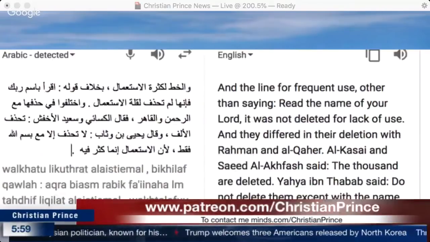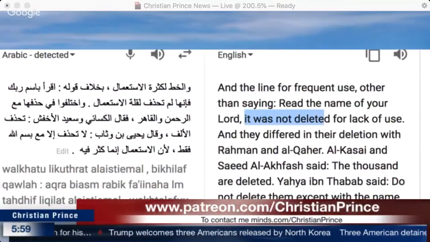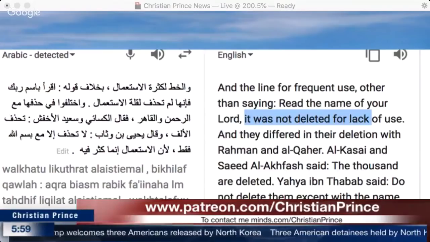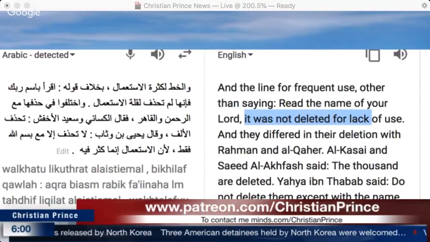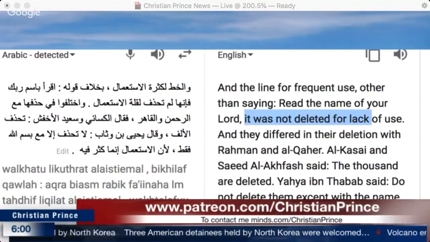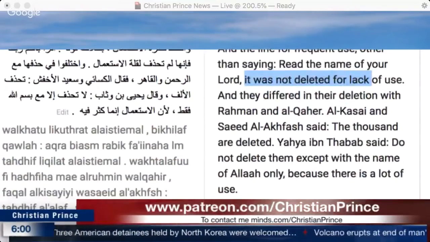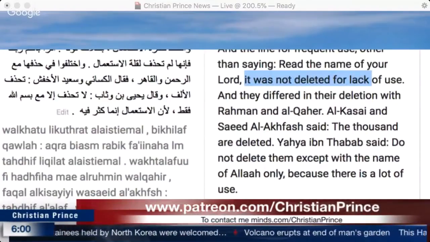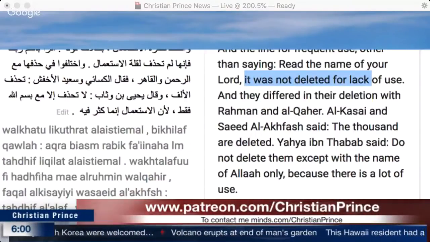Here, they are saying that the letter Alif was not deleted for the lack of use, which means if the word is not used too much in the Quran, we are talking about the word Bi'ism. So because that word is in front of the name of Allah, Muslims have to repeat it all day long, so they deleted it to make it easier to read. You see, they are not saying Allah is the one who made it this way. This is what the Muslims did.